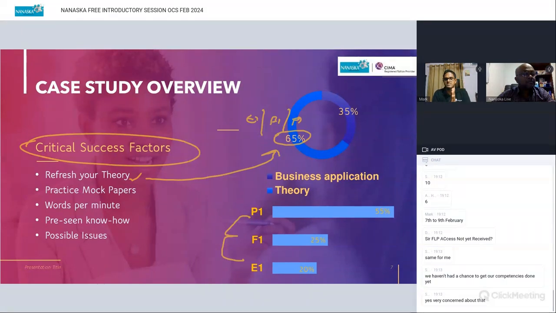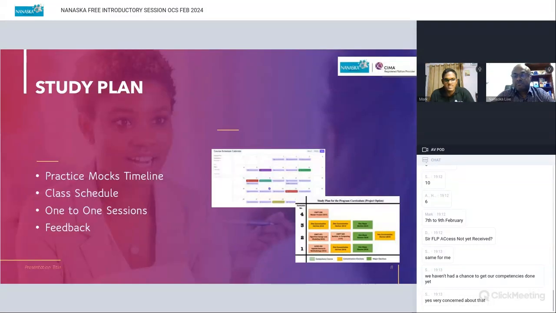Easily 60 to 70% of your question paper, if you don't know your theory, you're going to find it difficult. The balance 30% is what we're going to learn in our analysis part, in our discussions, and especially when you practice mock papers. Finally, we give you a study plan with a practice mocks timeline. The class schedule will be shared with you by next week, along with one-to-one sessions after you complete the mock papers, and feedback sessions. So this is all we have in store for you for the Feb 2024 case study season.